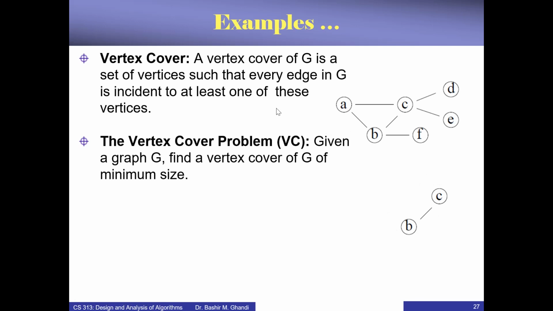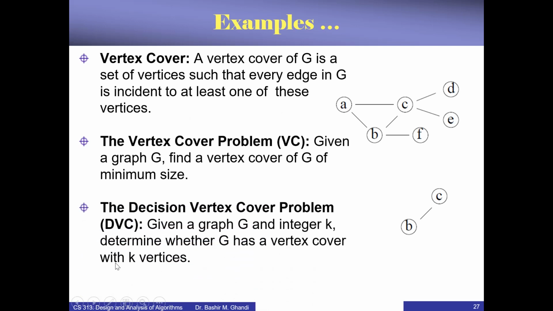How do we represent the problem as a decision problem? The decision vertex cover problem, DVC, can be stated as follows. Given a graph G and an integer K, determine whether G has a vertex cover with at most K vertices. Again, another bad news is that DVC is an NP-complete problem.